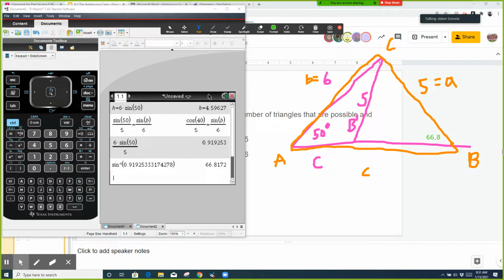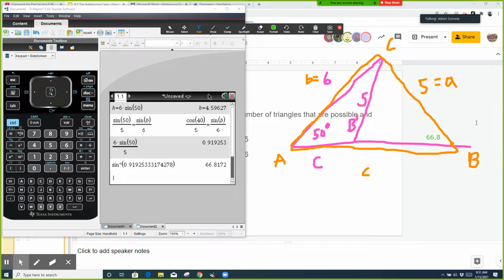I know it's acute, because the sine inverse of any positive ratio is going to give me an acute angle. So it gives me angle B in orange, because that should be acute. It's in the pink triangle where B is obtuse, because it's hitting that pink line at a different angle.